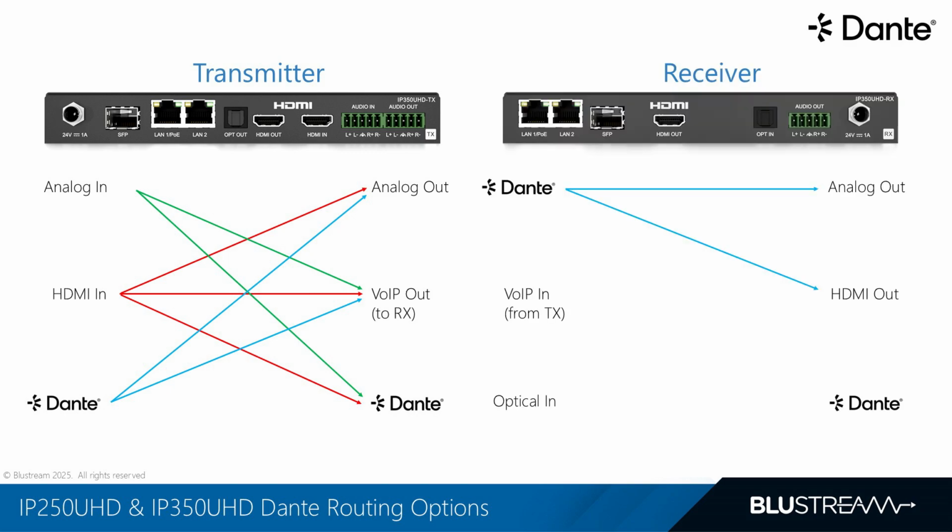Now, just like the transmitters, the IP350 UHD receivers are built with the same level of flexibility, giving you powerful audio routing options right at the display location. Each receiver functions as a Dante audio endpoint capable of receiving 2 channels of audio from the Dante or AES67 network. Now, that signal can then be broken out via the 5-pin Phoenix analog output, ideal for feeding a local amplifier, powered speakers, or an audio zone without affecting the HDMI video or embedded audio.